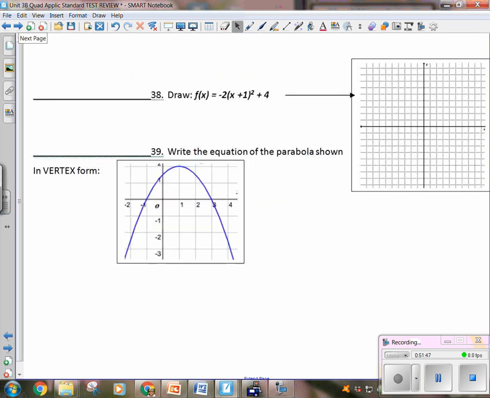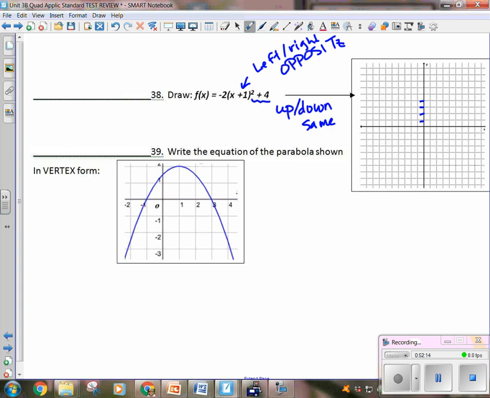All right, down to the last 2. Did I skip anything? No, 38, 39. Okay. Draw the function. This right here is a number on the outside, so that's going to make it go up or down, same as the number. Okay. So this thing's going to go up 4. 1, 2, 3, 4. The number on the inside makes it go left or right, but it goes left or right what? Opposite. Okay. So this thing's actually going to go not to positive 1, it's going to go backwards to negative 1. So my vertex should be right there.